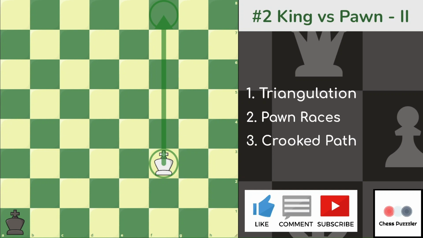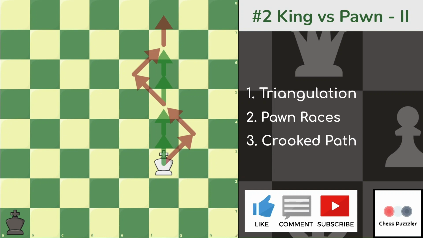For example, if the white king is here on f3 and wants to reach f8, right? One of the ways it can do is by simply moving to f4, f5, f6, f7, and f8, which are 5 moves. But to your surprise, what if white plays something like king g4, f5, e6, f7, and f8? 1, 2, 3, 4, and 5. It's still 5 moves. How does it happen? Call it magic, but that's how it happens.